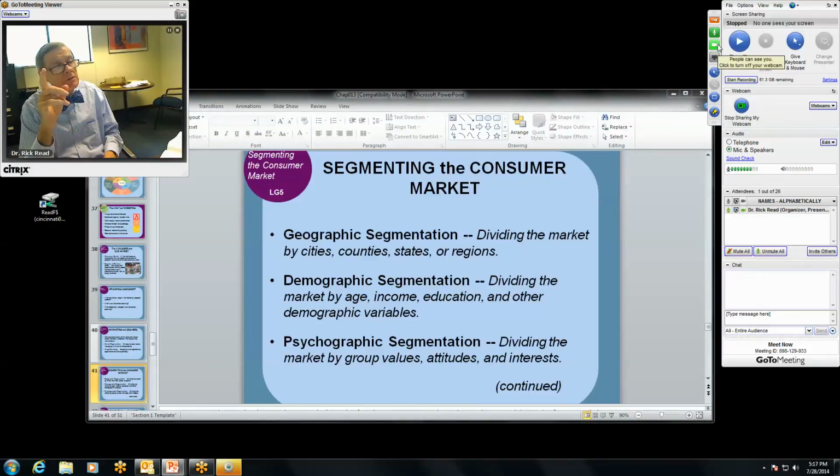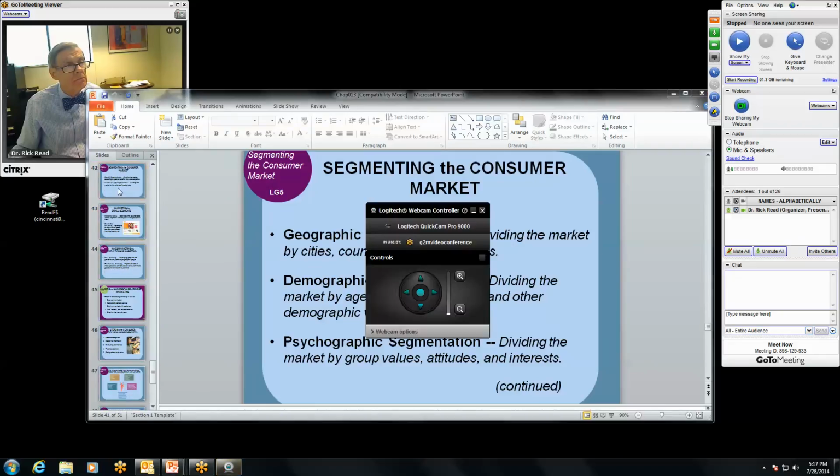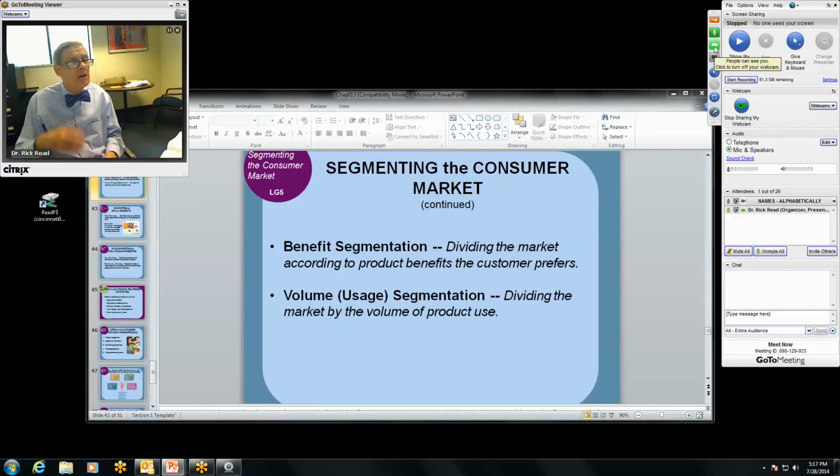This just talks about how we're going to segment. I talked a little bit about this earlier: geographic, demographic, psychographic. This is a little bit different because now you're segmenting the market into things like group values, attitudes, and interests. A little bit different than what we've talked about before. Here's some more segmentation, benefit segmentation, and then dividing by volume usage.